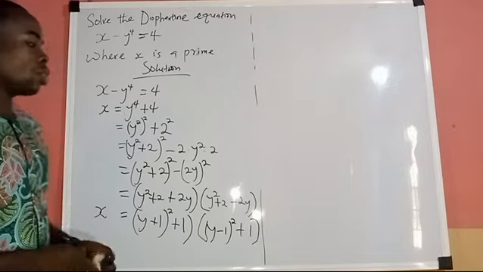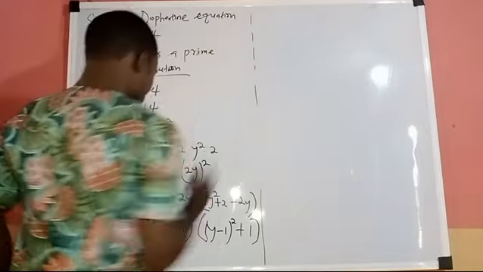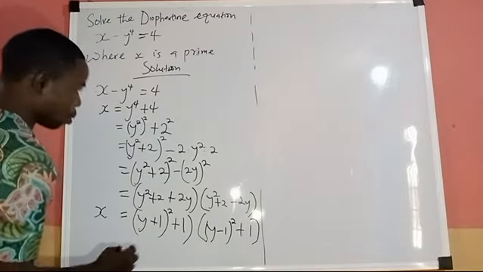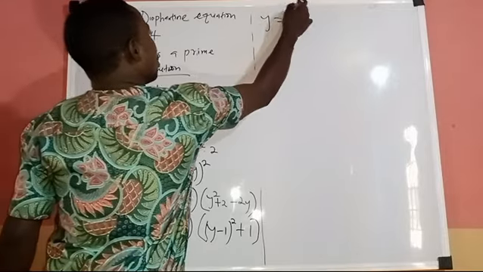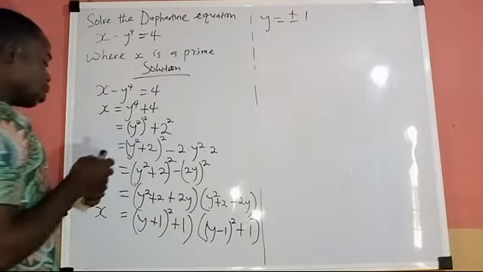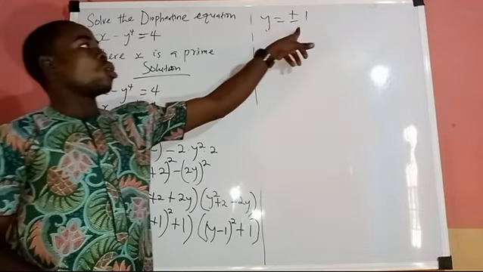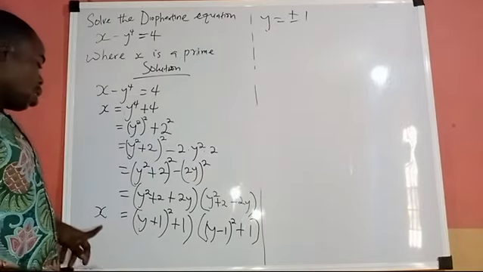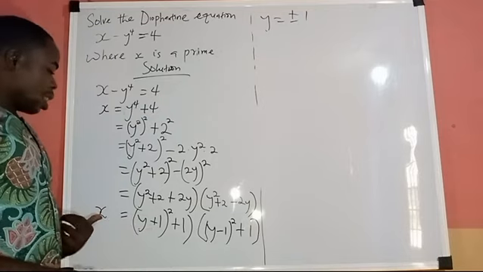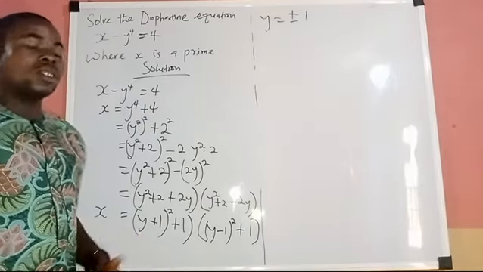And you discover that the only value of y that will satisfy this equation for our x to be a prime is y equal to plus or minus 1. So you can actually go ahead and check it out. For any value of y that is not plus or minus 1, you are not going to be having a value of x to be prime. You can check it out.